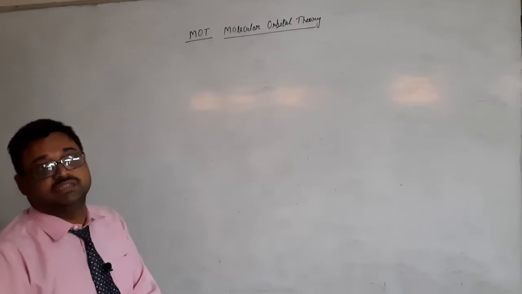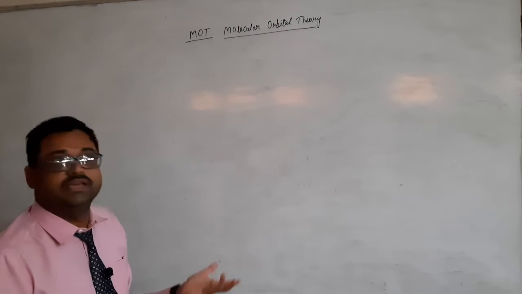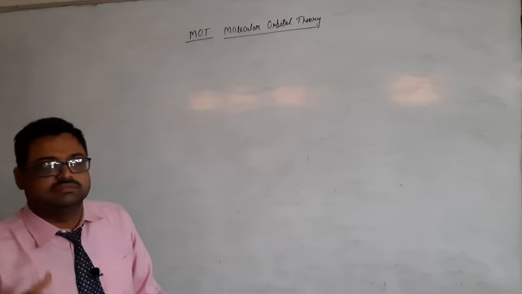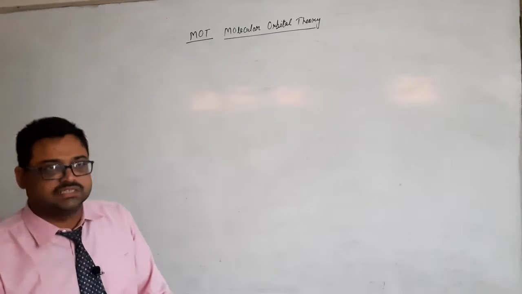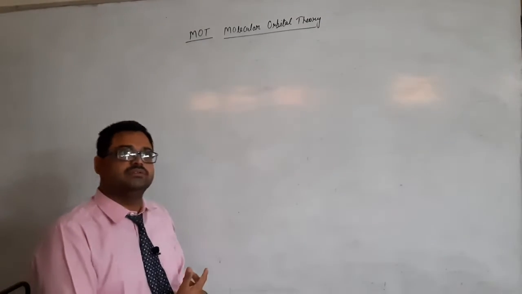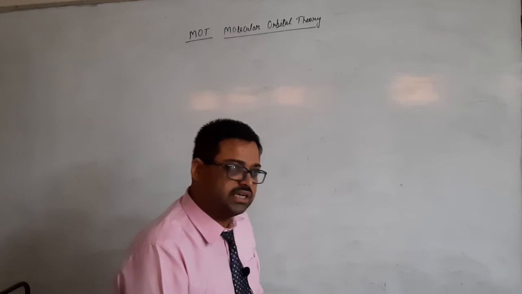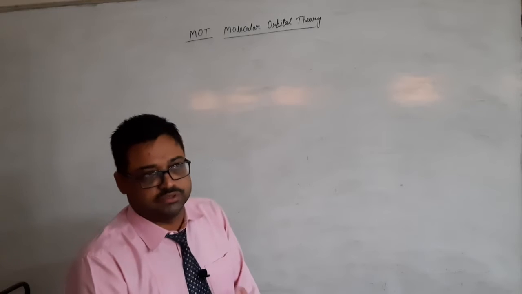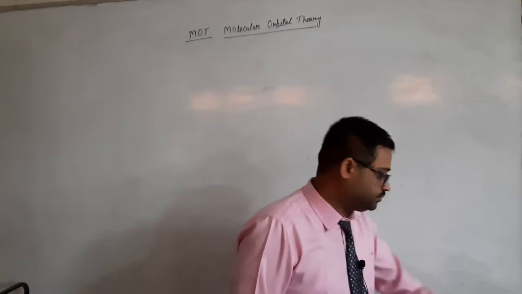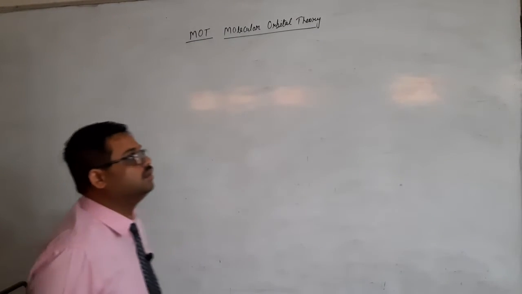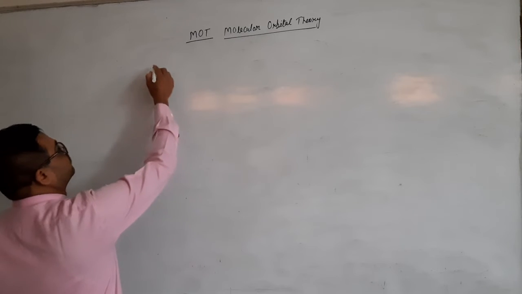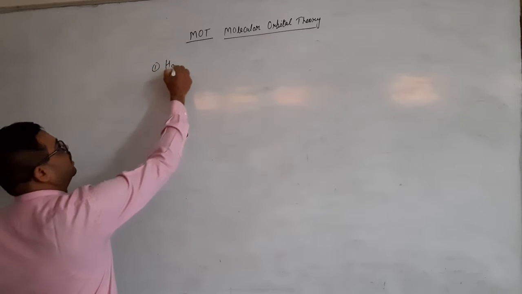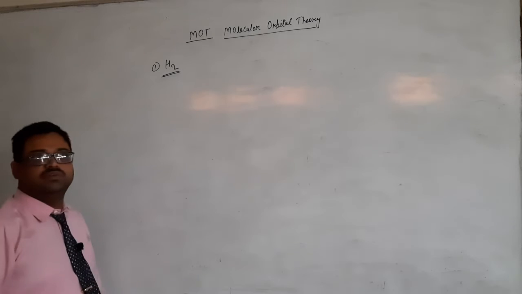We can understand the formation of diatomic molecules, or hetero diatomic molecules, and we can also understand the formation of polyatomic molecules. So I'll take the example of hydrogen first. So how is the hydrogen molecule formed?